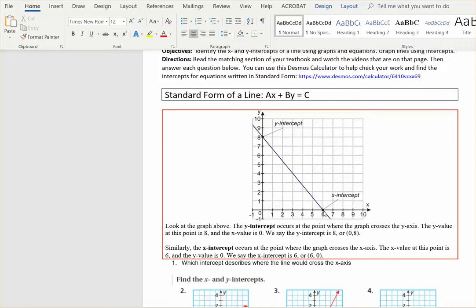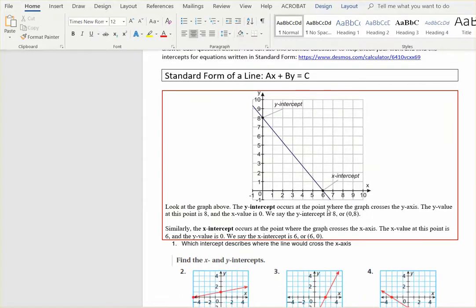The x-intercept is where the line crosses the x-axis. The y value at this point is 0, so we can say that the coordinate of the x-intercept is (6, 0), or we can simply say the x-intercept is 6.